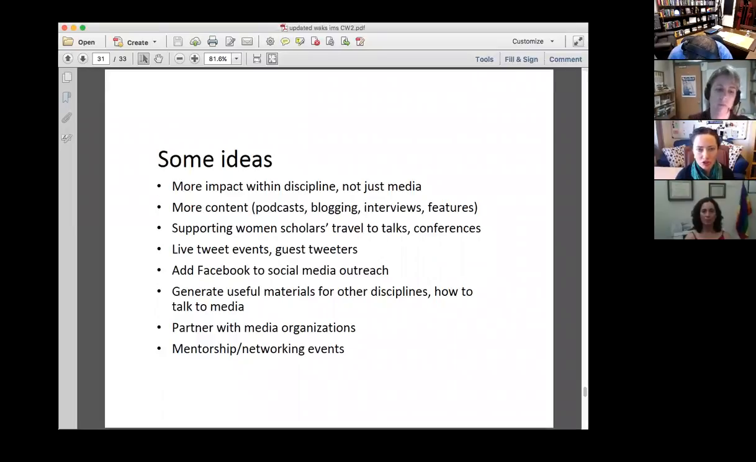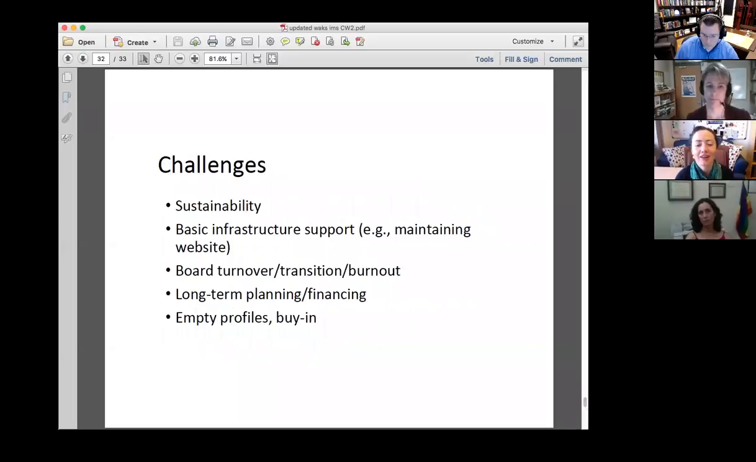In conjunction with that idea, we want to partner with media organizations to see if we can institutionalize the access that journalists have to women scholars. And we want to have additional mentoring and networking events similar to the Visions and Methodology Conference that Emily mentioned, but again, extending beyond just methodology to all the subfields. These are great ideas, we think, and they're going to take a lot of work.